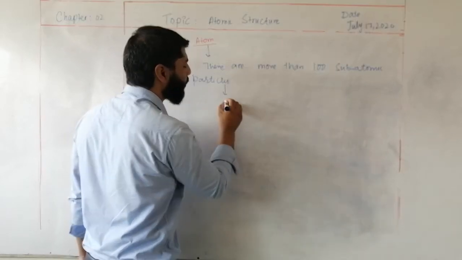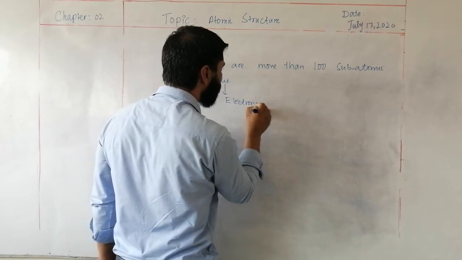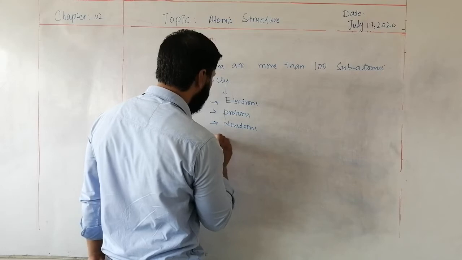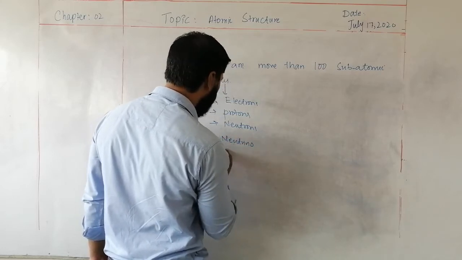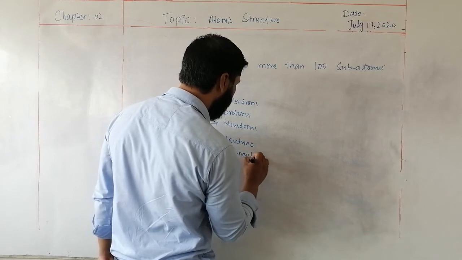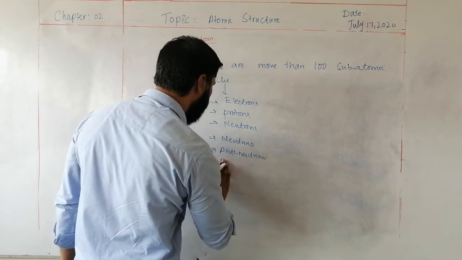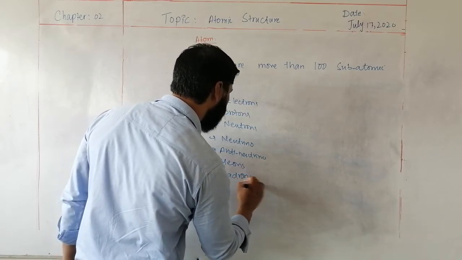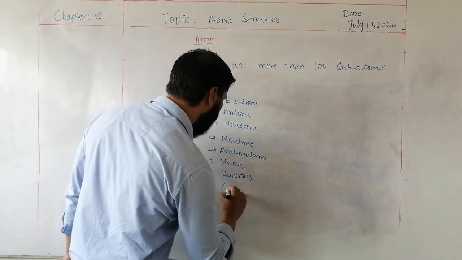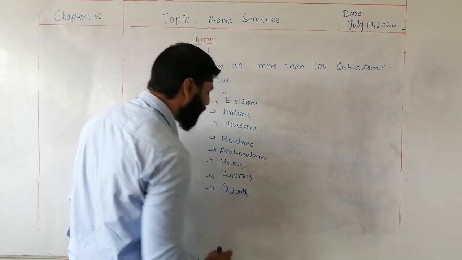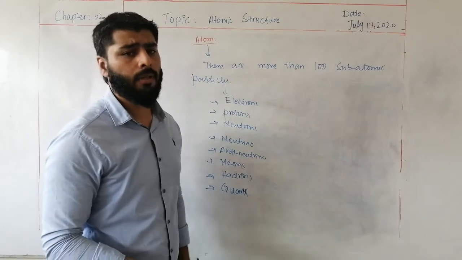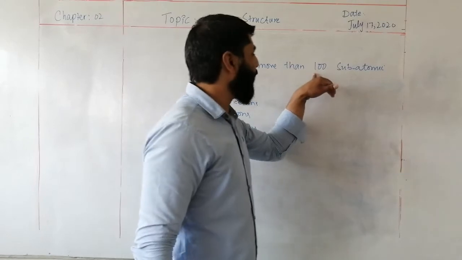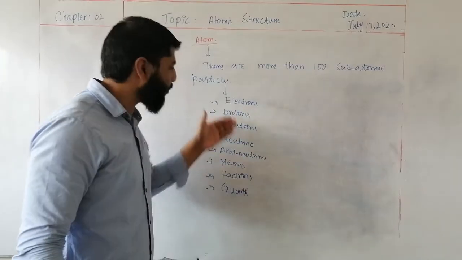These particles include electrons, protons, neutrons, neutrino, antineutrino, muons, hadrons, and so on. Even the smallest particle is the quark, which is further divided into quark and anti-quark. These particles, more than hundreds of such subatomic particles, are present within an atom.